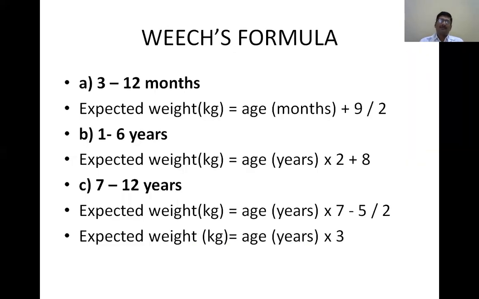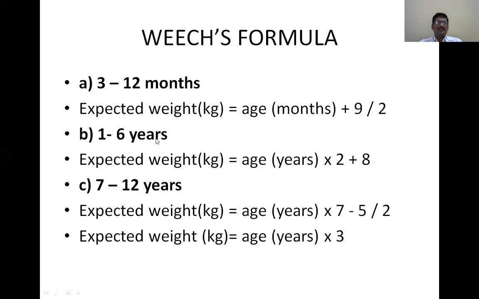There's a formula called Weech formula, by which you can estimate or expect the weight gain. So between 3 to 12 months, the expected weight in kgs will be (age in months plus 9)/2. Suppose you have a 9-month-old baby, you put 9 months plus 9, by 2, it becomes 4.5. So 9 plus 4.5 will be about 13.5 kg, the expected weight for a 9-month-old baby. That's how it is calculated.